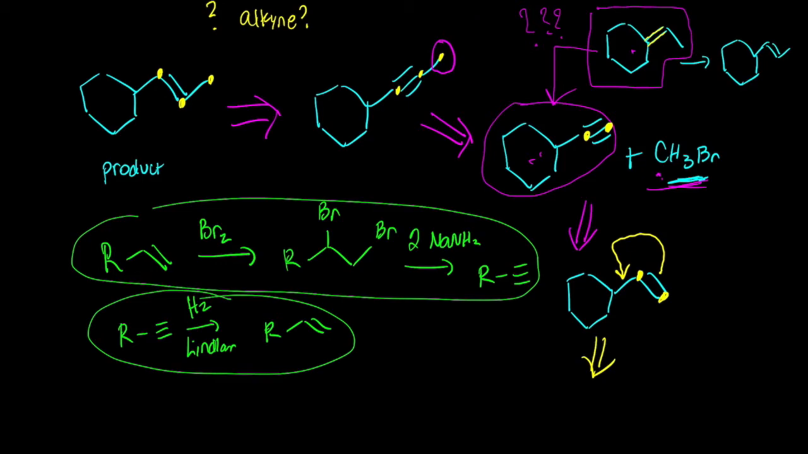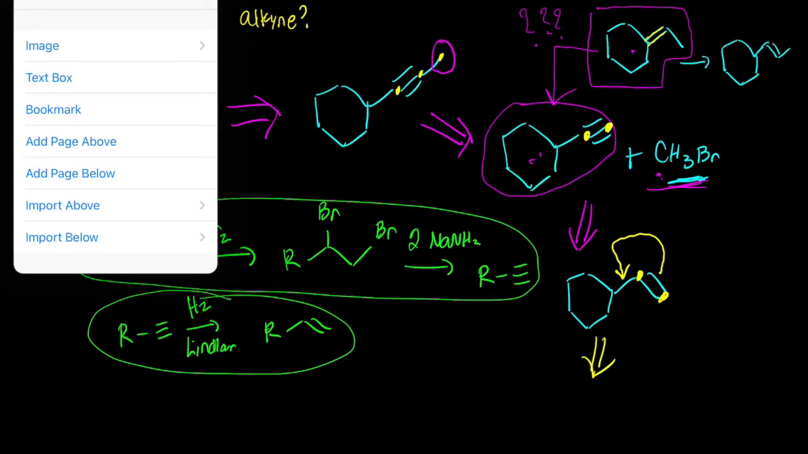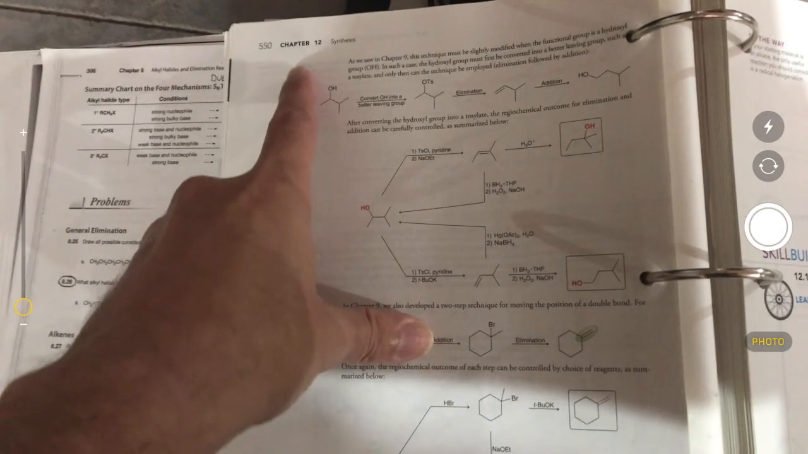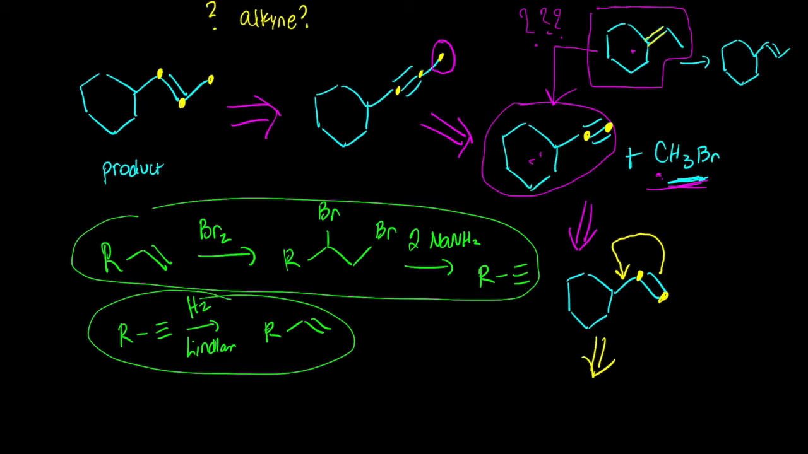Bear with me here. I just want to make sure. Okay, here's, yes. So I just wanted to show you. This is where it's good to take a look at the book. From time to time, you might find something that is useful. So in chapter 9, we developed a 2-step technique for moving the position of a double bond. For example, here's a double bond in the ring, and here's a double bond outside of the ring. So we want to use this technology. It's from chapter 9, and this is reviewed in chapter 12 on the synthesis chapter. So that's what we want to do.